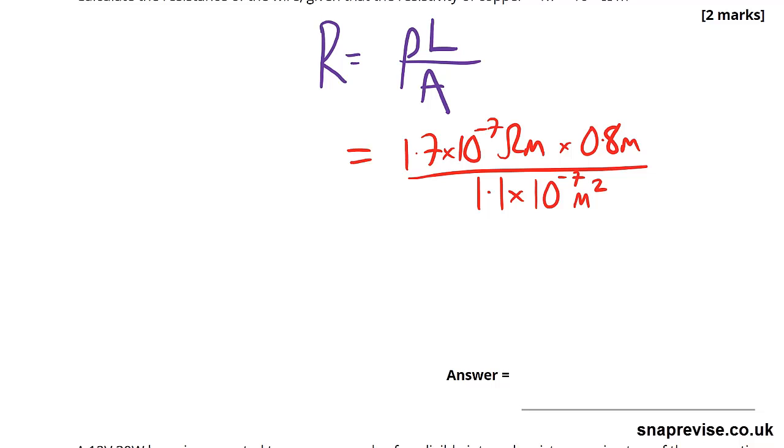The first thing we should do though is just make life easier for ourselves by cancelling off some things. We see that this 10 to the minus 7 is going to cancel with this 10 to the minus 7, so our answer is going to be left in terms of something on the order of 1. Then all we need to do is cancel off our units properly. This meter and this meter will cancel off with this meter squared, so we'll have our answer left in ohms, which is what we want. So we can rewrite this out and then just put it in a calculator. If we do this, we write down 1.7 times 0.8 divided by 1.1 ohms, and we put this into a calculator.